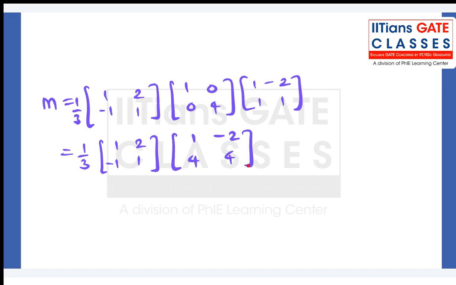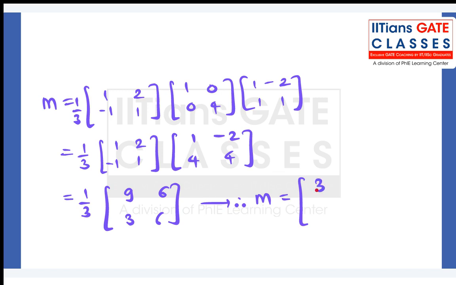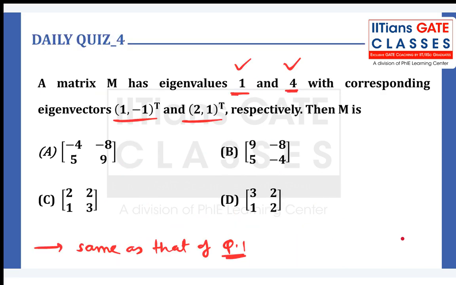Now multiply the remaining two matrices. You will have 1 plus 8, so the first element will be 9. This will be minus 2 plus 8, which is 6. Then minus 1 plus 4, 3. Then 2 plus 4, 6. Now divide by 3 each and every element inside it. So you will get 3, 2, 1, 2, and that should be your answer. If you go back to the options given, 3, 2, 1, 2, so option D should be the correct one.